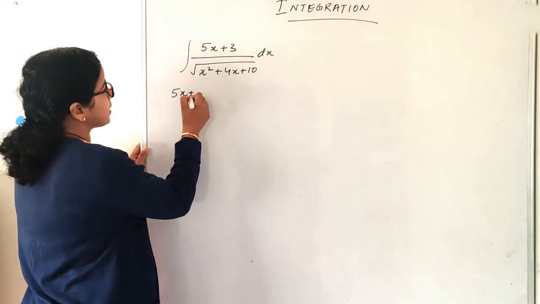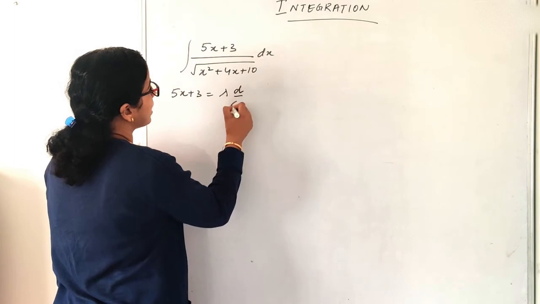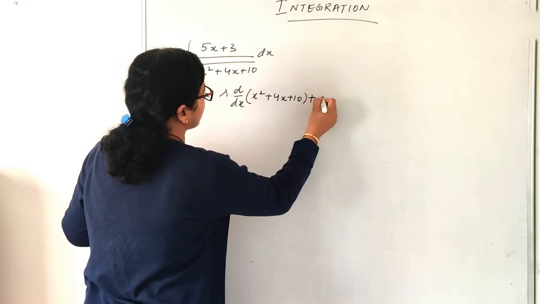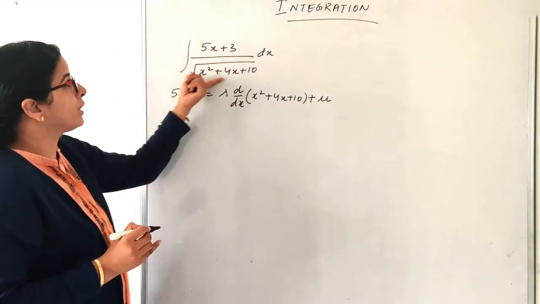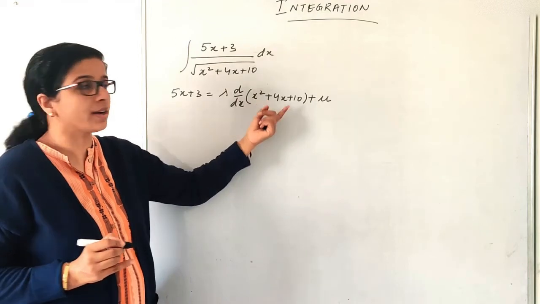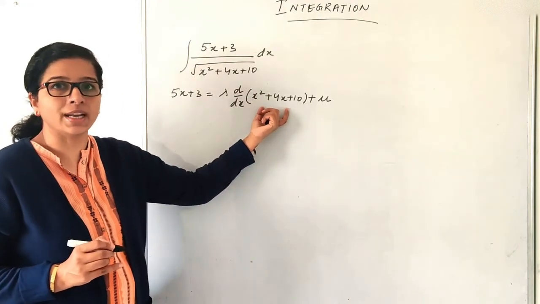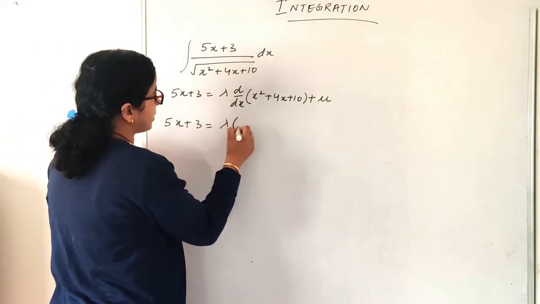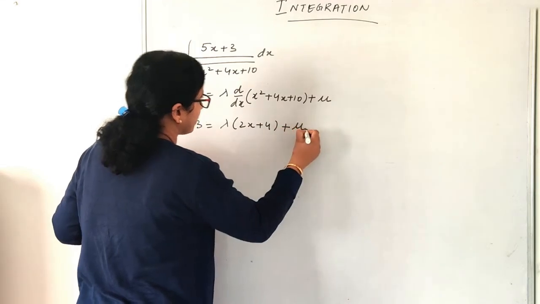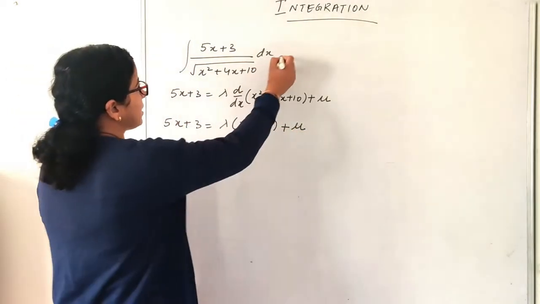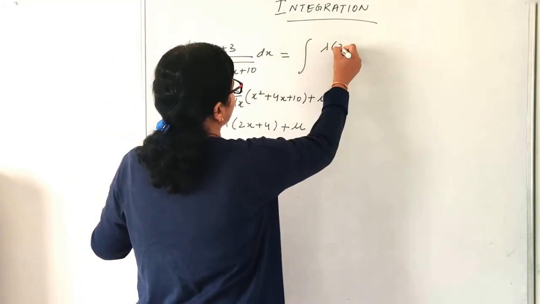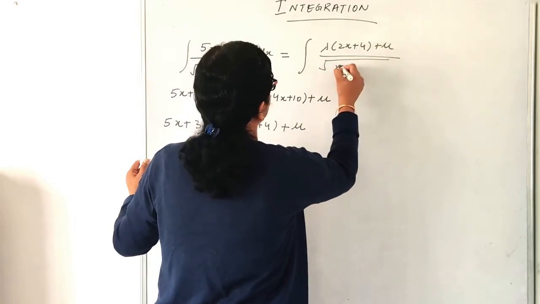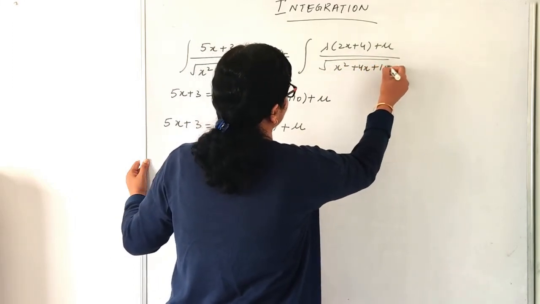So 5x plus 3 equals to lambda d by dx of x square plus 4x plus 10 plus mu. Students, please be careful. No need to take under root part over here. Okay, directly you just write out without the under root and take the derivative. So it will become 5x plus 3 equals to lambda 2x plus 4 plus mu. Correct? So I can rewrite here my integral. It will become lambda 2x plus 4 plus mu upon root x square plus 4x plus 10 dx.